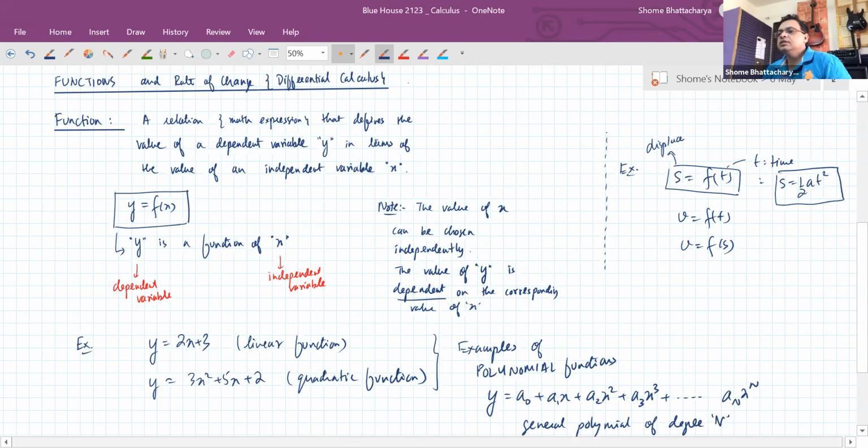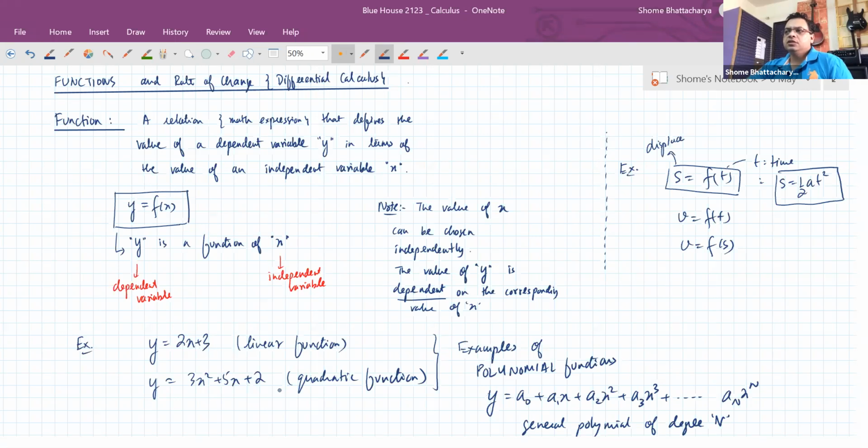Okay. So when that n is equal to 1, we are talking about a linear function. When n is equal to 2, we are talking about a quadratic function. If n is equal to 3, we call that type of function a cubic function, and so on and so forth, right? Here a0, a1, a2, a3, etc. are constants. Okay. So there are only two variables we are talking about, x and y. And because we've written y on the left hand side, y is the dependent variable and x is in the expression on the right hand side. So x is the independent variable.